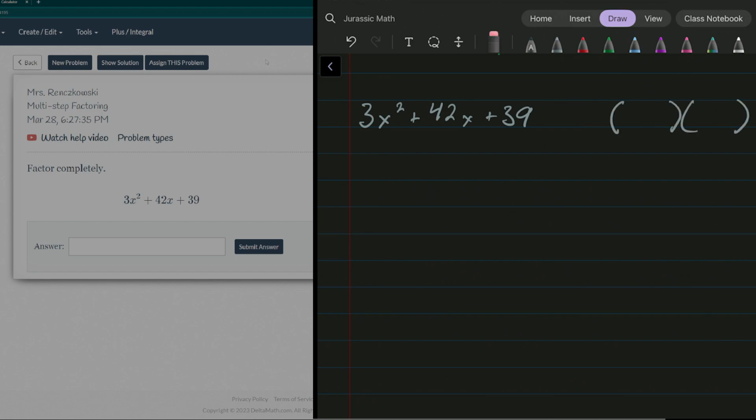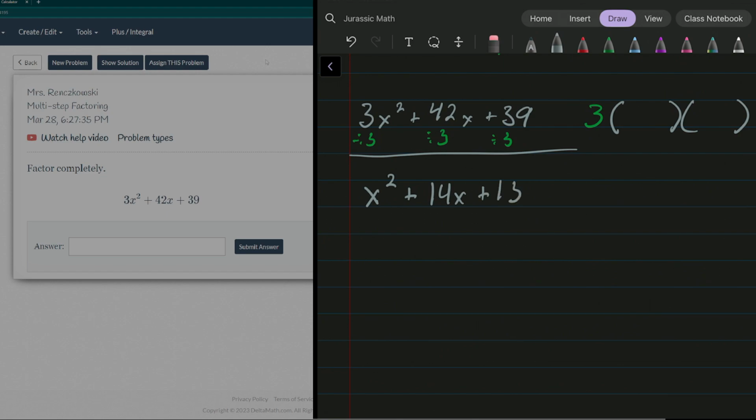Let me change that color 3 to be green. So now I'm just going to divide everything by 3. That leaves me with x squared plus, you know what, let me grab my calculator because calculators are awesome. 42 divided by 3 is 14x plus 13.